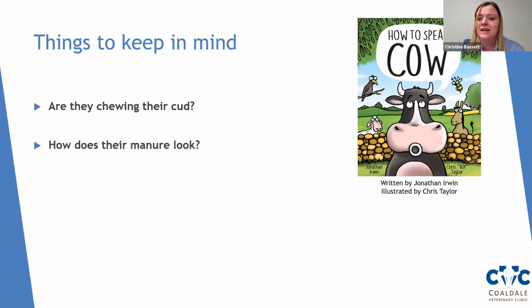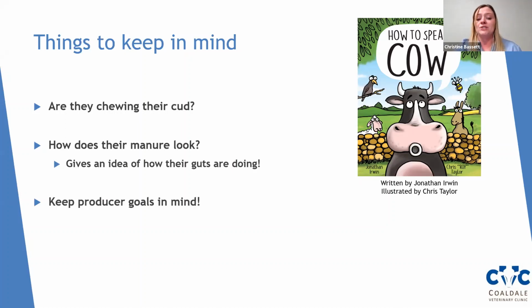Another question I always ask is, how does the manure look? Is it too runny? Is it too thick? Is there lots of forage or fiber coming through in that manure? Or is there lots of whole grain coming through? That can play a really big role in the amount of energy those calves are getting or not getting compared to what it's formulated to be.